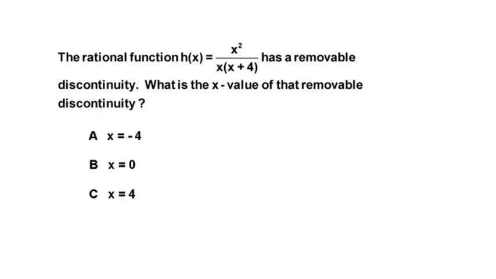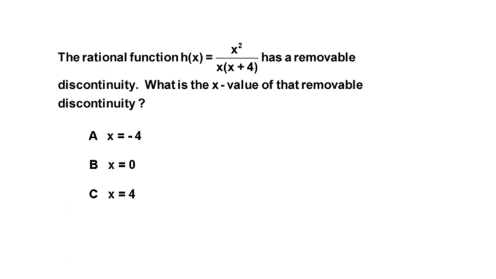Next, the rational function h of x equals x squared over x times quantity x plus 4 has a removable discontinuity. What is the x value of that removable discontinuity? So if you understand pretty well what removable discontinuities are, you should be able to see what the answer is right off the bat.